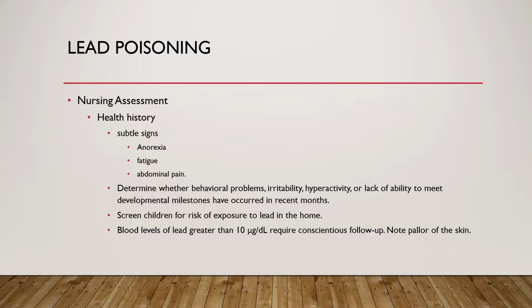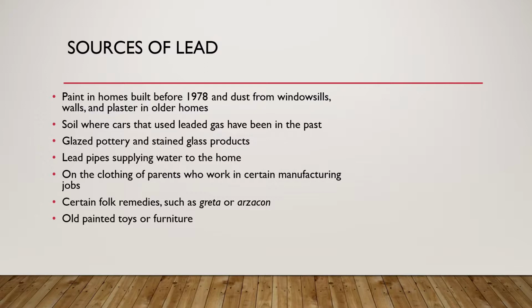Screen children for risk of exposure to lead, and blood levels greater than 10 require conscientious follow-up. And note if they're pale in the skin too. So some of the sources of lead poisoning: paint in the home built before 1978, soil where cars using leaded gas have been in the past because it can get into the soil, glazed pottery and stained glass, lead pipes. Parents can bring it home on their clothing from work, certain folk remedies, and old painted toys or furniture. Also, I want to point out here too that if you have a sibling who has lead poisoning, all the family should be checked.